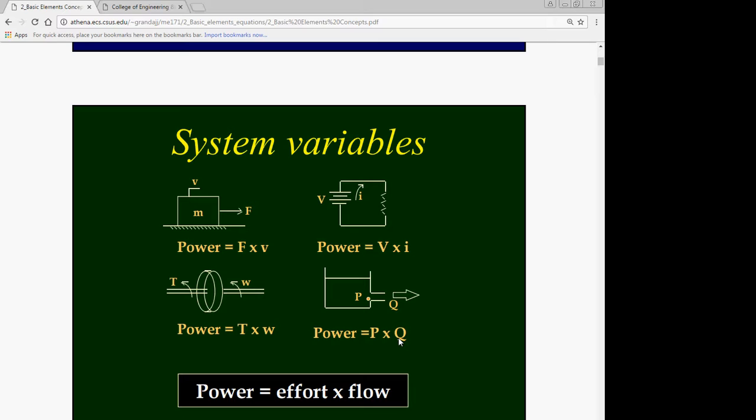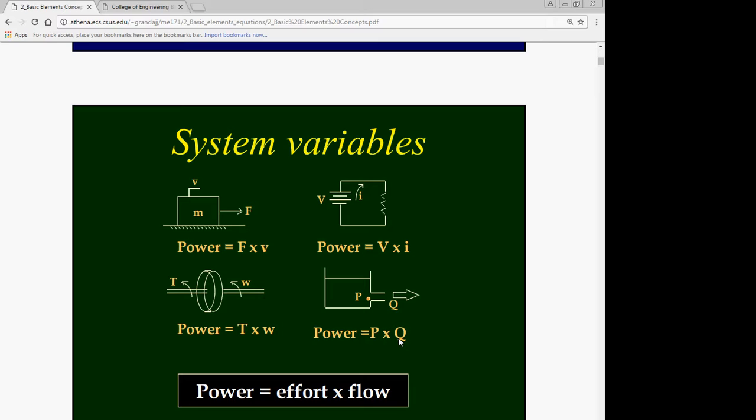They have different units, but they are the same kind of variables because the product of those two is always power. Force times velocity is power, voltage times current is power, torque times angular velocity is power, volume flow rate times the pressure is power.